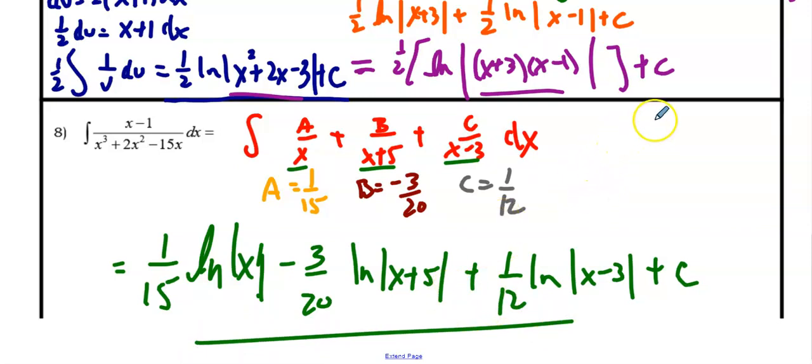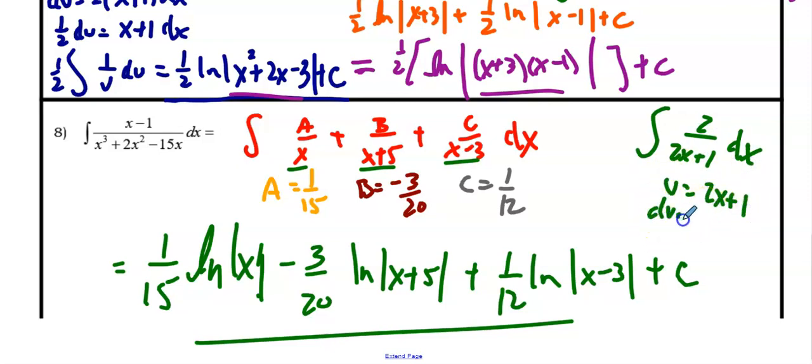Just like I said, if I was asking you guys to do something like 2 over 2x plus 1 dx, you would want to do u sub as 2x plus 1, and then you would want to pull out a 1/2. That's the only thing I'm saying about this. And like I said, I did this in another video.